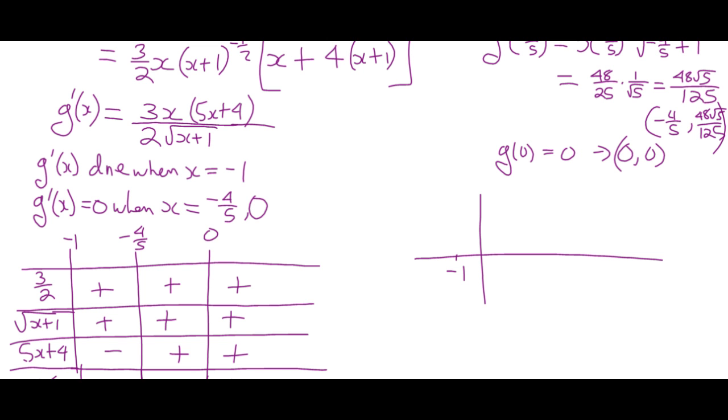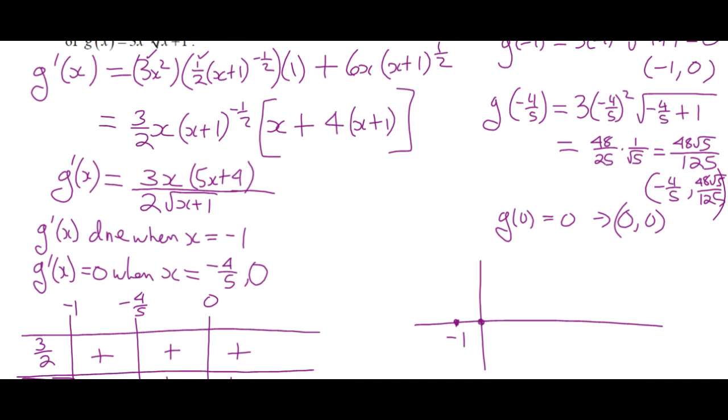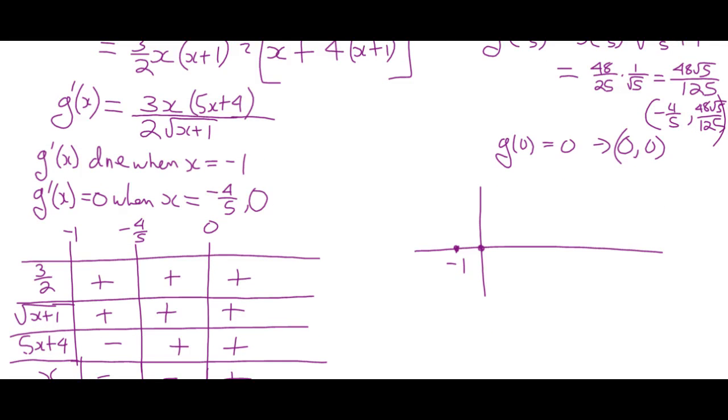Okay, so negative 1. So we had negative 1, 0 here. That's on the extreme edge. We got 0, 0. And we've got negative 4/5, 48 root, let's call 48 50. So what's 50 over 125? It'd be like 2/5, so like 0.4, and then root 5 is 2 something. 0.4 times 2 something is about 0.8 something. Let's just throw that in about here. It's like 0.85865. Okay, so approximately less than 1.